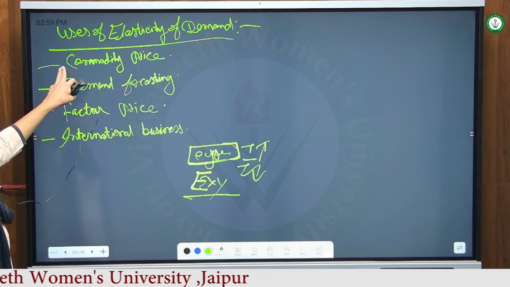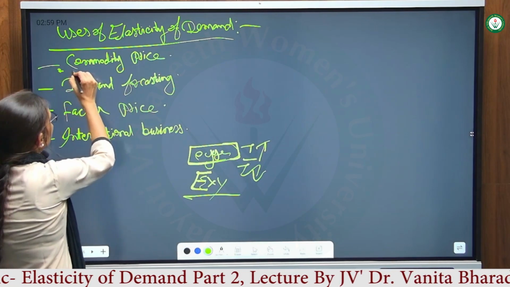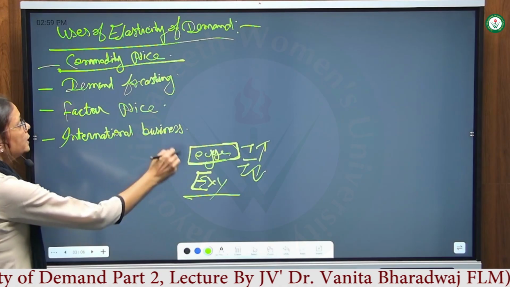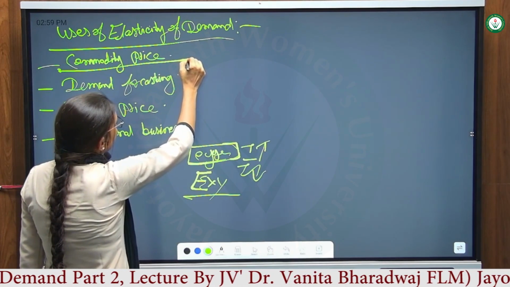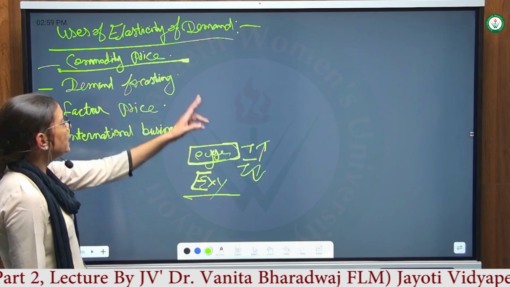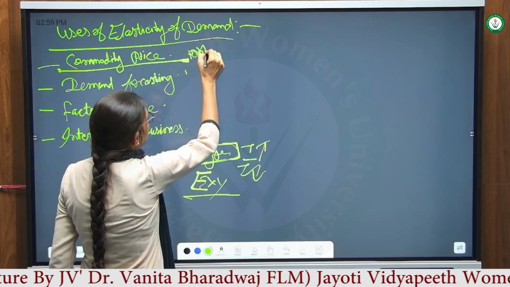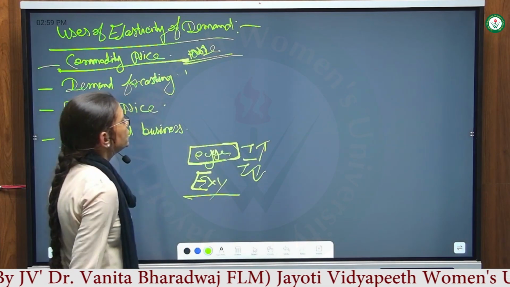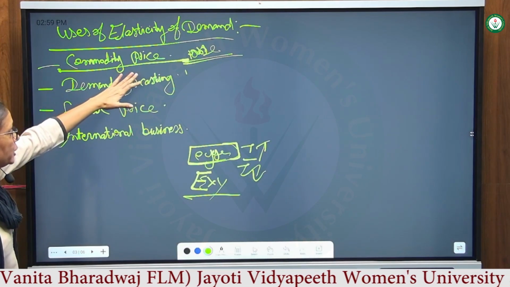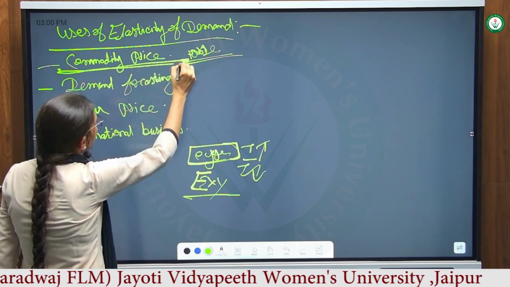First, commodity price determination. The first use of the elasticity of demand is how a producer or a company decides the price of their commodity. So the answer is, if the commodity's demand is inelastic, he will charge more prices. For example, medicines and essential commodities. Okay, and if the demand is more elastic, he will charge less prices. So according to elasticity of demand, a company decides their commodity prices.